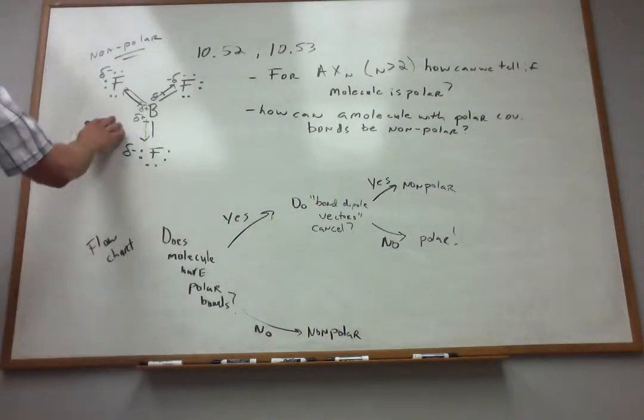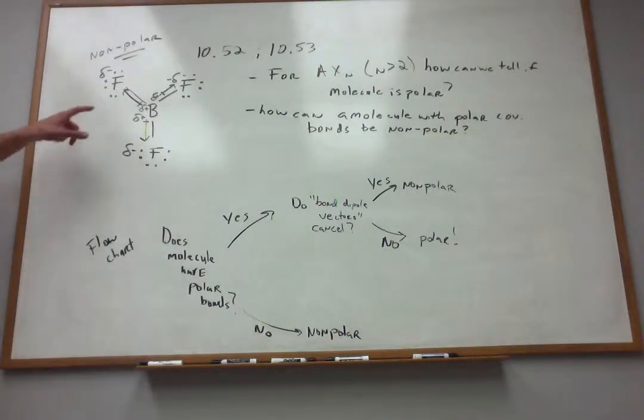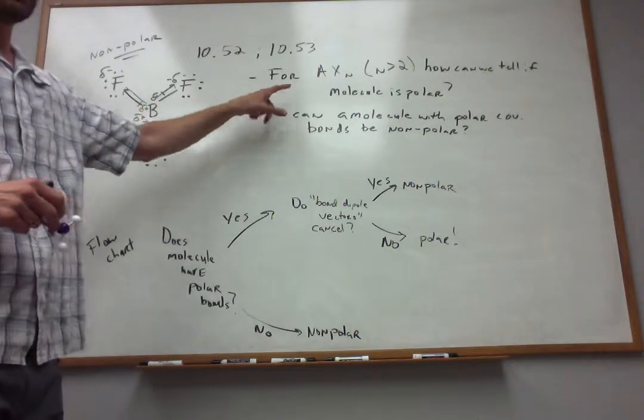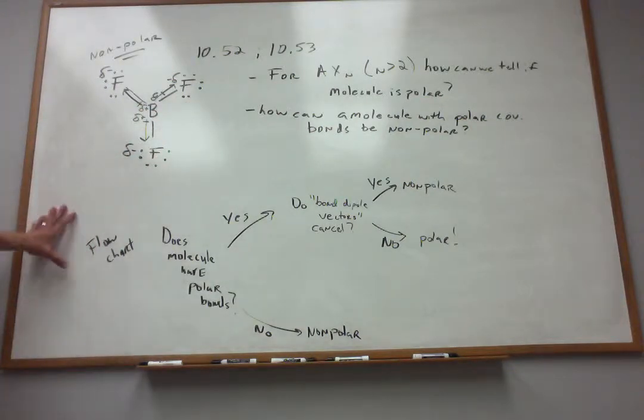So BF3 is an example of a nonpolar molecule because each of these arrows are identical and they cancel each other out in three-dimensional space. And that's the kind of crucial key element that we're getting at here, okay? So how can we tell if a molecule is polar? Well, I think this flowchart is helpful for that.